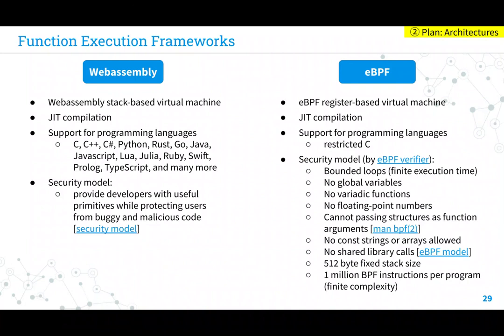On the other hand, the WebAssembly is far more flexible in terms of the type of programming languages that can be compiled into the WebAssembly bytecode. It supports C, C++, C#, and Python, and many, many more. And also for the security model, the goal of the WebAssembly is just to provide the developer with useful primitives while protecting users from buggy and malicious code. Therefore, it should have much less limitation on what a programming language could do by using this technology. And also, more recently, the WebAssembly community has started to think about putting in more functionality, including support for multiprocessing and direct memory management.